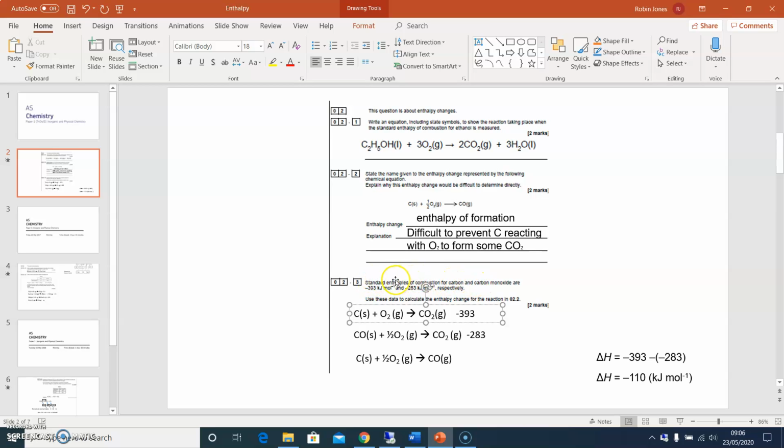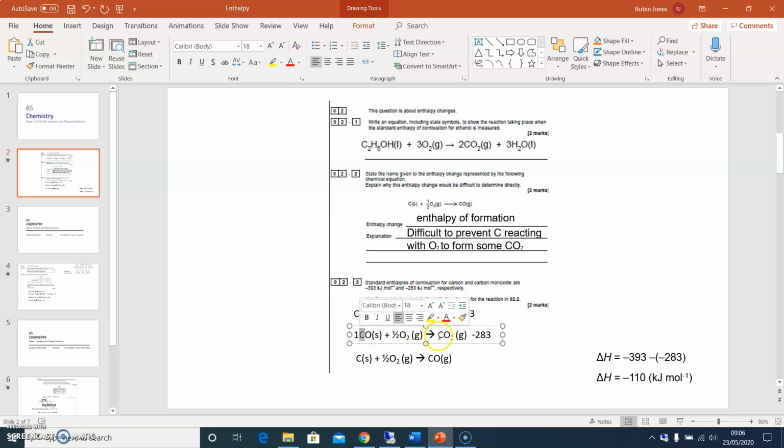Carbon monoxide, standard enthalpies of combustion. We've done carbon, now carbon monoxide. So carbon monoxide is CO, 1 mole of it for standard enthalpy of combustion. Reacts with oxygen, we'll work out why there's a half there. Carbon monoxide, oxygen is going to make carbon dioxide.